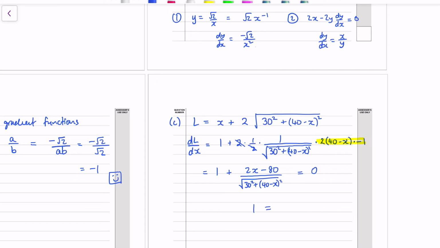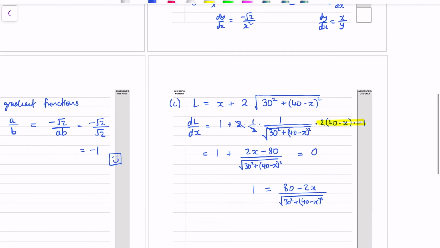1 equals 80 minus 2x all over this thing. So I've moved it to the other side of the equation, so that's why it's 80 minus 2x. Then I'll cross multiply, and I'll square as well. 80 minus 2x is the same as 2 lots of 40 minus x, and then I'm squaring that, square and square. Okay, so now we've got a quadratic equation.